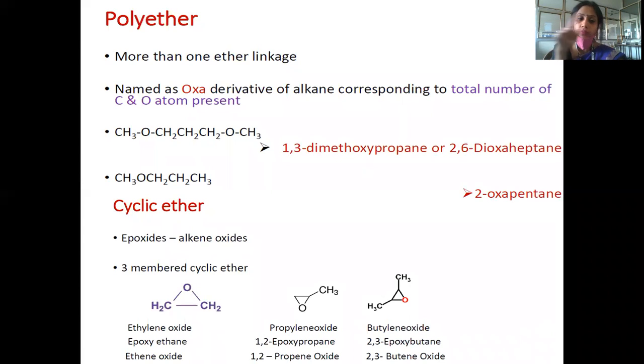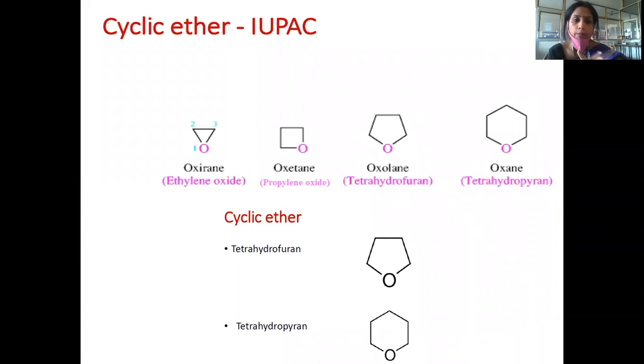Then there are cyclic ethers also, that means ethers having a cyclic structure. They are also called epoxides or oxiranes. They are also called alkene oxides. When it is three-membered, the example is epoxyethane or ethylene oxide. When there is a derivative with three carbons, it will be called propylene oxide. When there are 4 carbons, it will be called butylene oxide. Now the general names: when it is a 3-membered ring with 1 oxygen atom included in it, it will be called oxirane or ethylene oxide. When it is 3 carbons and 1 oxygen, a square-shaped structure, it is called oxetane or propylene oxide.